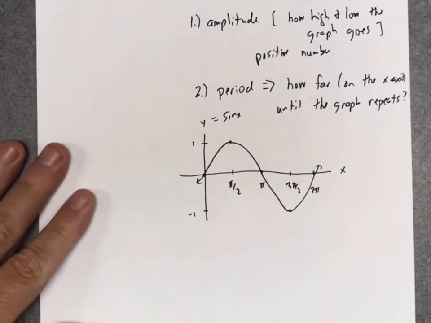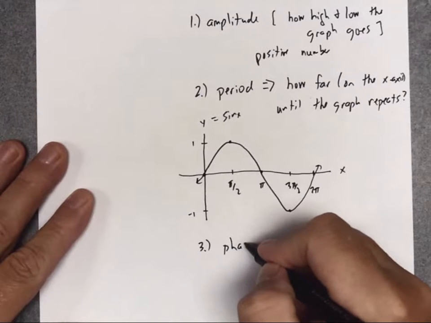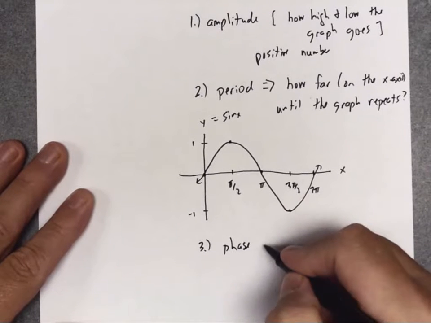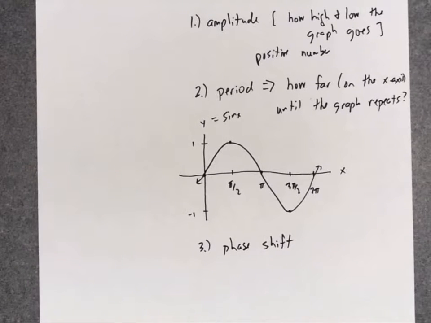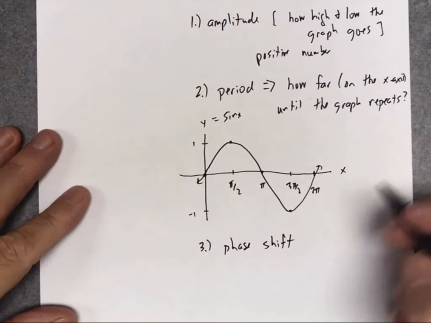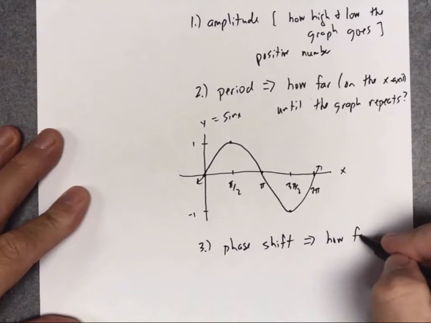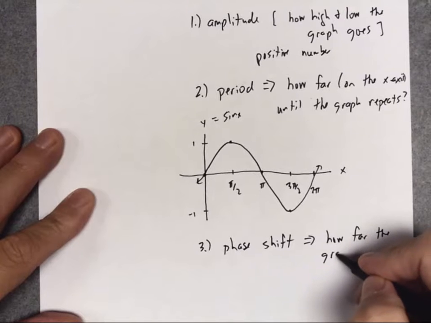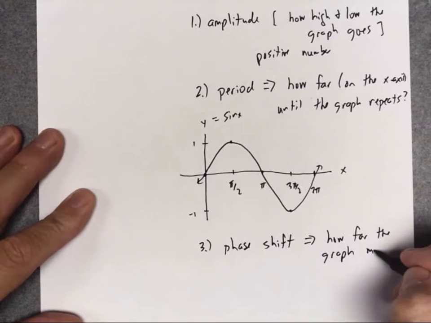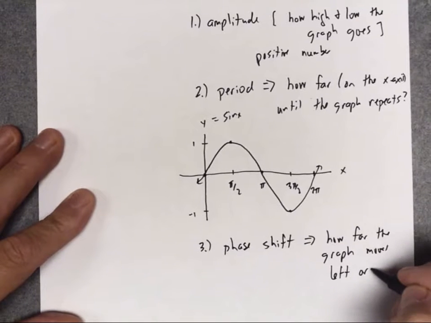Now this third one is called phase shift. And the phase shift is how far the graph moves left or right.